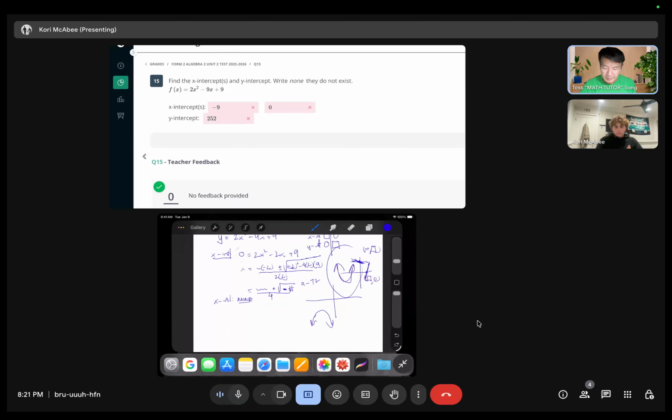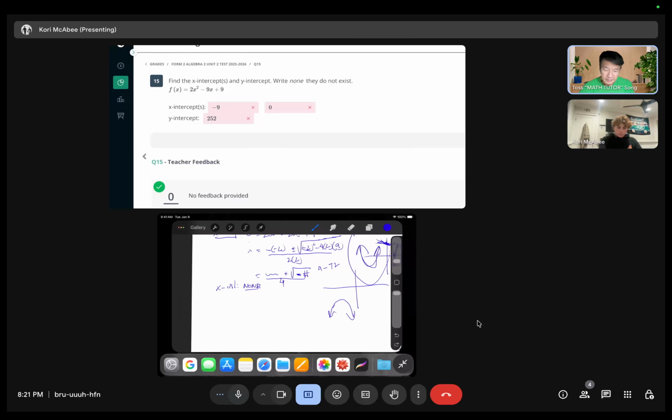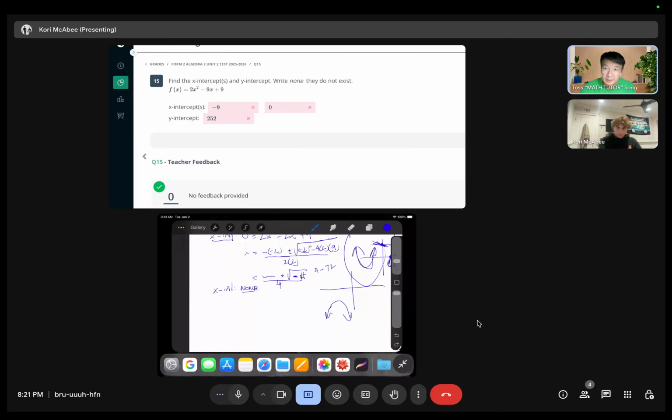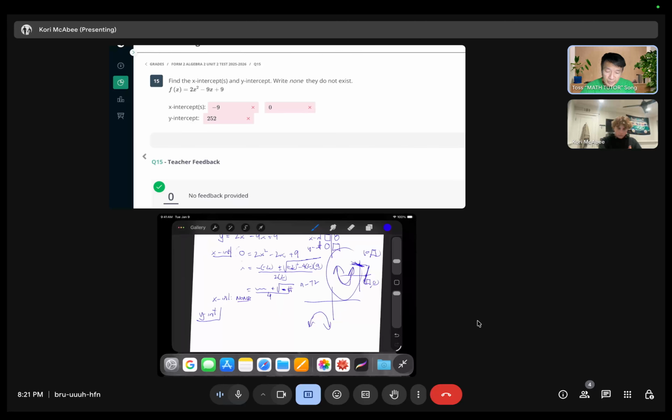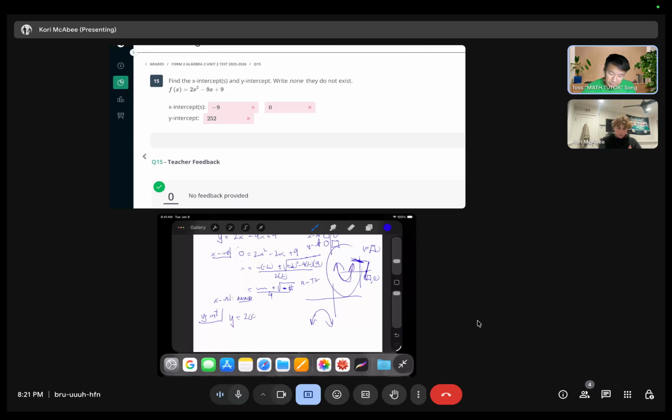So anyway, y-intercept now. There's always a y-intercept. Here's the work. You make your x equal to 0 and solve for y. So here's your y in place of f of x: 2 times 0 minus 9 times 0 plus 9. You plug in 0 for all your x's. Everything goes to 0, so you're left with just 9. So the y-intercept is y equals 9. That's it.